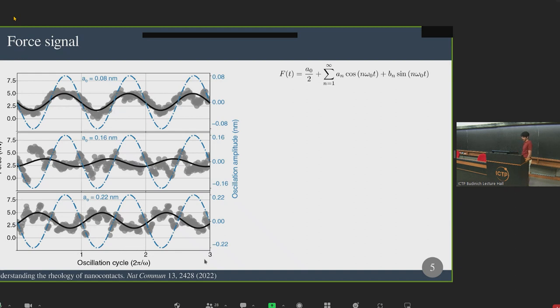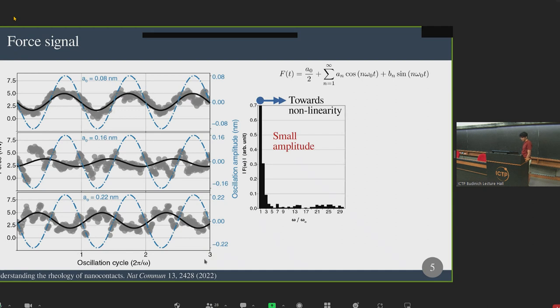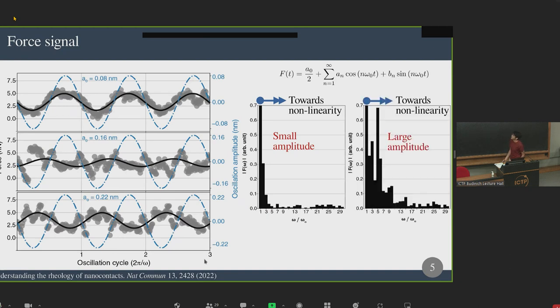the force data. For the small amplitude, the linear response works well. Here you have the frequencies on the horizontal axis, and at omega zero, which is the frequency of the oscillation, you have the main peak. So linear response works very well here. But if you increase the oscillation amplitude, the linear response doesn't really work. There are many nonlinear terms that are not easy to get rid of, but we use linear response because we don't have much choice and we want to compare it with the experiment.